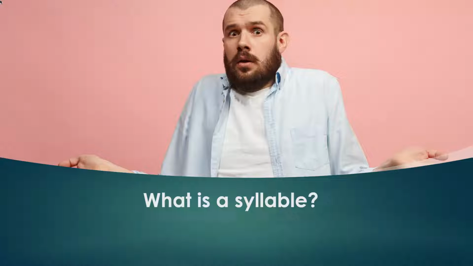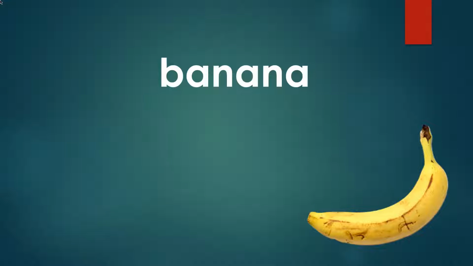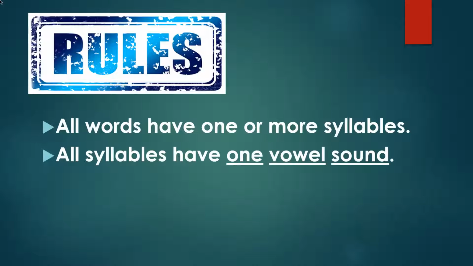So what is a syllable? A syllable is a part of a word. For example, banana. Banana has 3 syllables. There are 3 parts to the word. Banana. Now the rules for syllables that we're going to talk about, there's 2 of them.